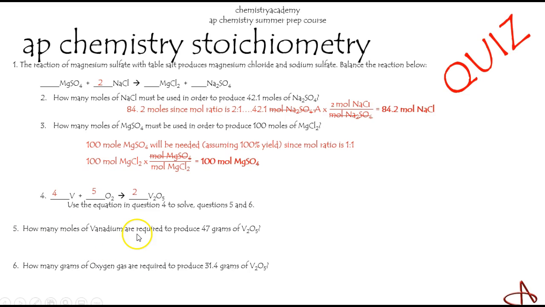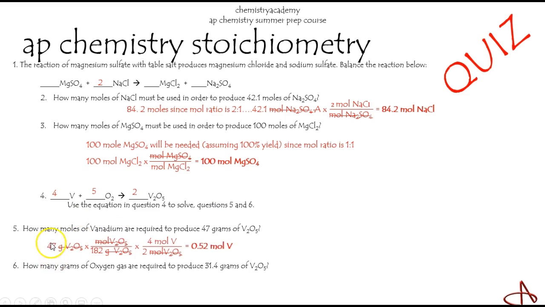How many moles of vanadium are required to produce 47 grams of V2O5? Do you recall how to start these? Note that it's a mole to gram conversion. That's a two-stepper. I generally write these out. So start with what you're given, the 47 grams of V2O5. Draw your two lines and write where you're going to, which is a certain number of moles of vanadium.